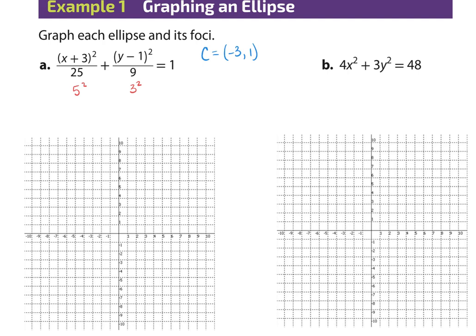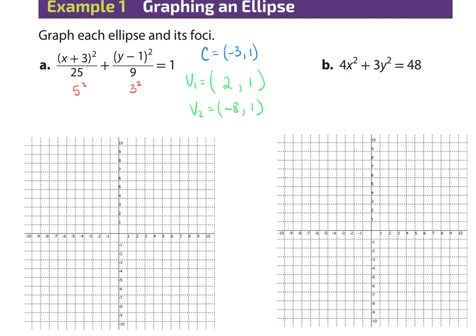All right, and so my major V1, which is going to change, my X or my Y value here? Well, my longer axis is on my X, so my X value is going to change. So I'm going to take this, I'm going to leave the Y value alone, and I'm going to add 5 to my X value, which will give me 2, 1. And then I am going to subtract 5 from my X value, which will give me -8, 1. Those are my vertices, all right?